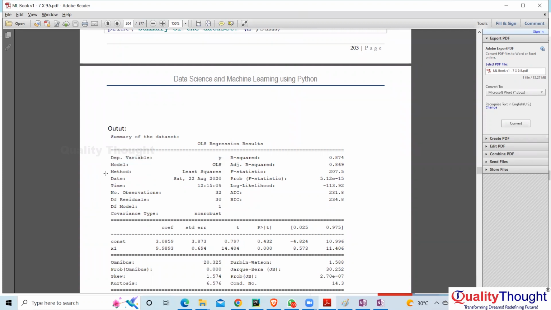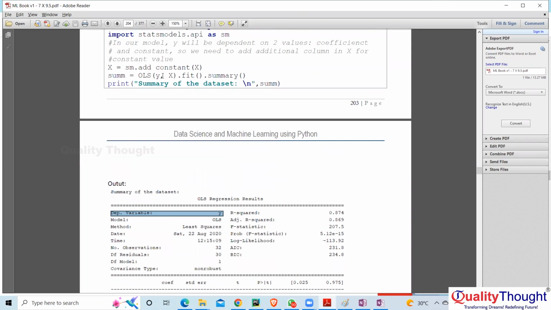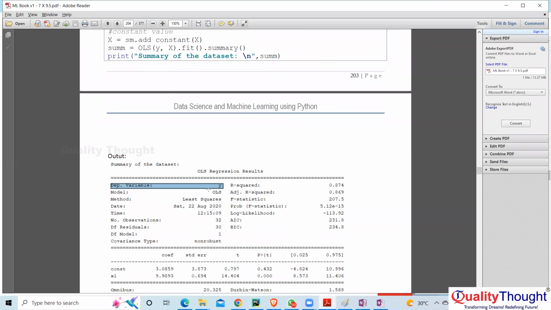Not number, sorry, it's not number here. Dependent variable. What is dependent variable? Y, the output. If you put Y train, it will be Y train. If you put Y test, of course you don't put Y test, because Y test is the prediction. It will be Y train. Model: we are running OLS.